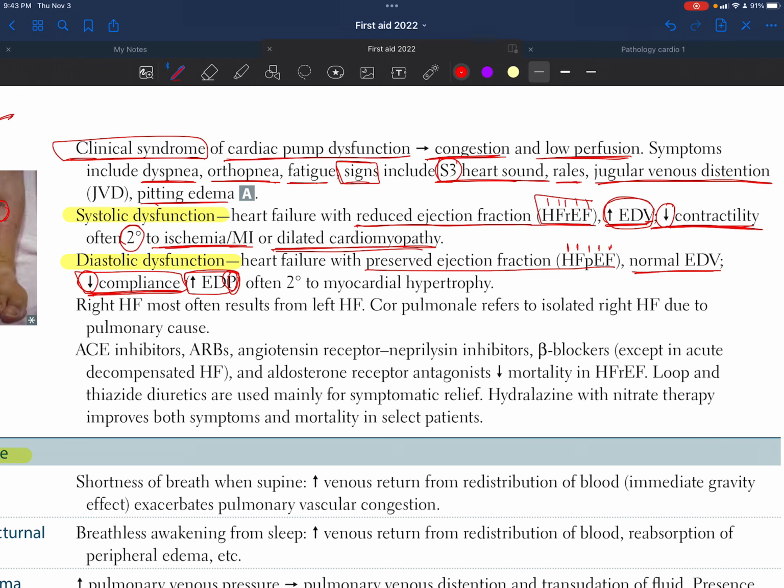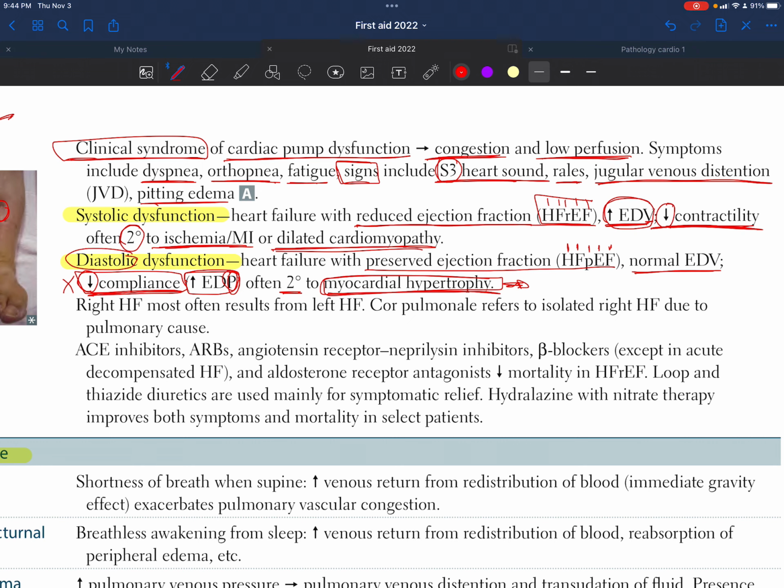So we're not having any problem with the contraction or the pumping of the heart. It pumps completely fine, but when it fills, it needs a certain amount of compliance, which we have lost here. This happens most likely secondary to myocardial hypertrophy. So if a patient has myocardial hypertrophy, they are most likely going to get diastolic dysfunction, diastolic heart failure.